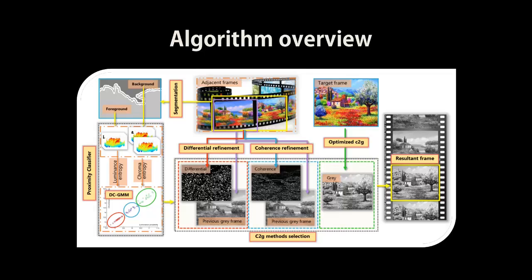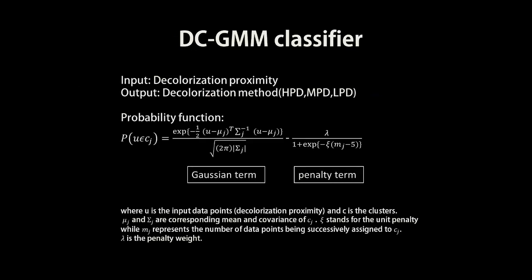Inspired by the Gaussian mixture model, which is an effective unsupervised classifier, we define the DC-GMM classifier for particular use in videos. It can classify pairs of neighboring frames into 3 clusters in order to select the decolorization methods. The probability function includes a Gaussian term and a penalty term.